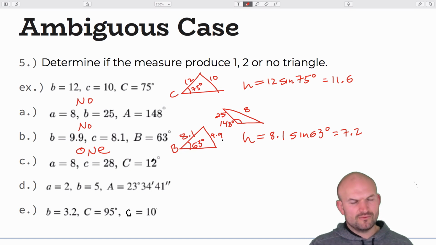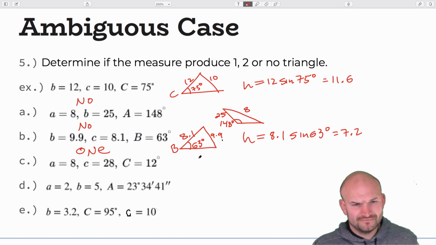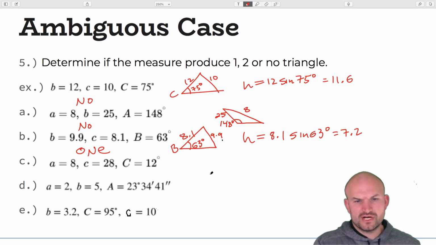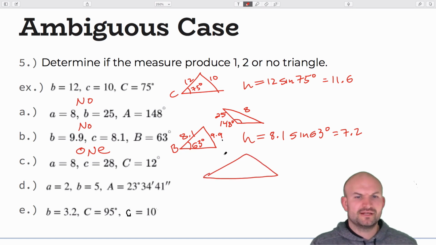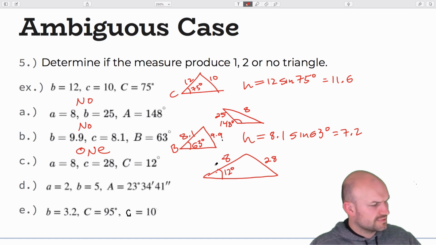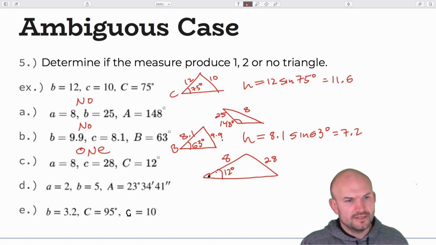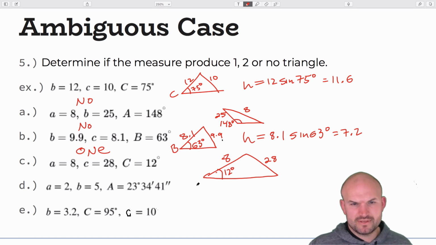The next example here, we have another acute angle. So let's go and draw this. Oh, I didn't do those. So here I'm going to have 12 degrees, okay? And then my opposing side is 28. And then this one is going to be 8.